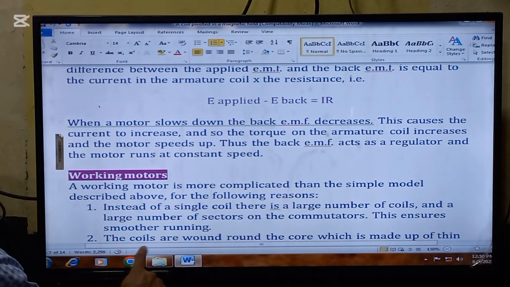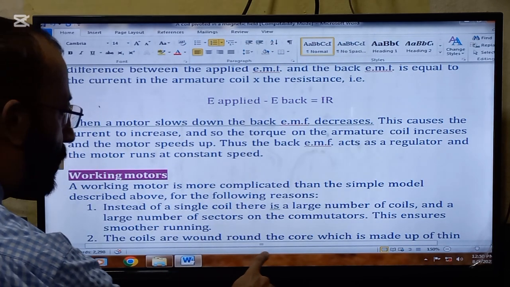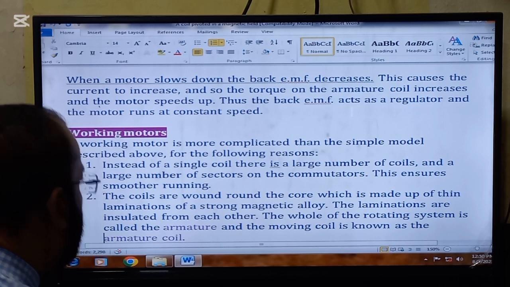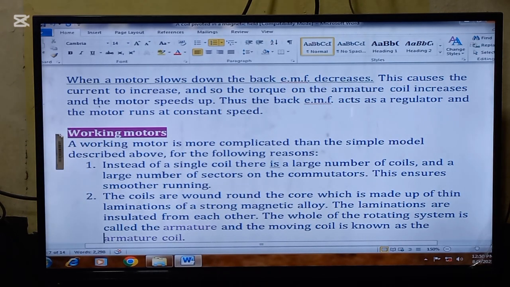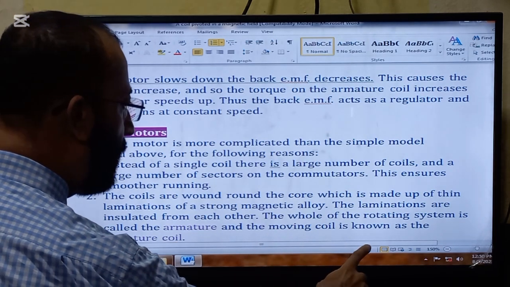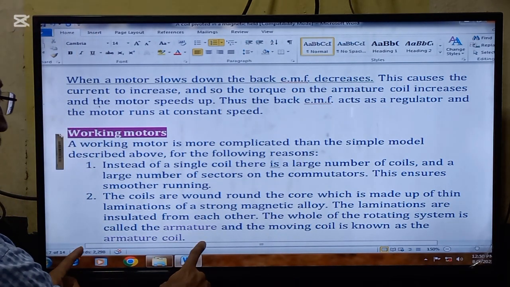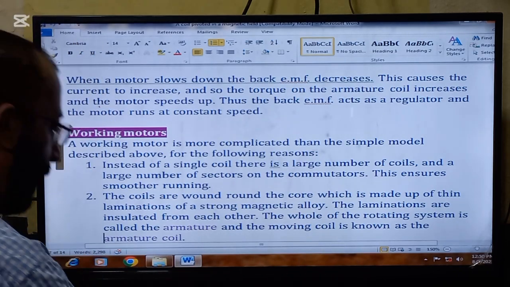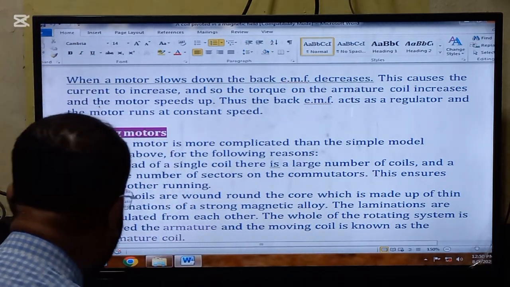This ensures smoother running. Number two, the coils are wound round the core, which is made up of thin laminations of a strong magnetic alloy. The laminations are insulated from each other. The whole of the rotating system is called the armature, and the moving coil is known as the armature coil. So this is the second difference.